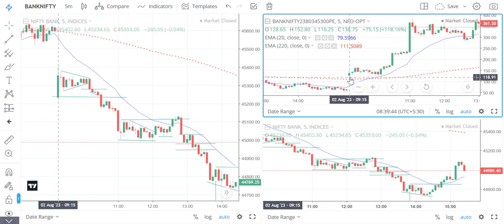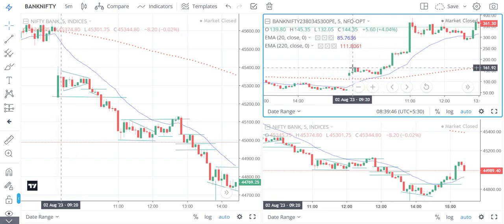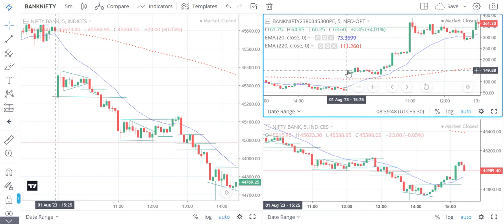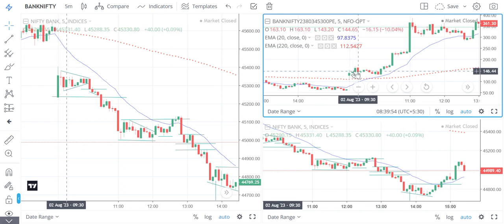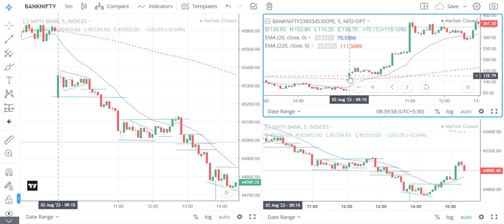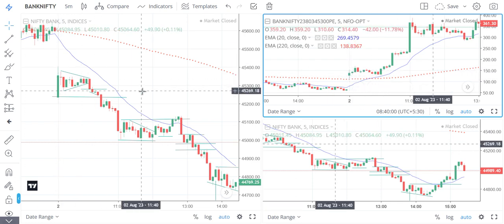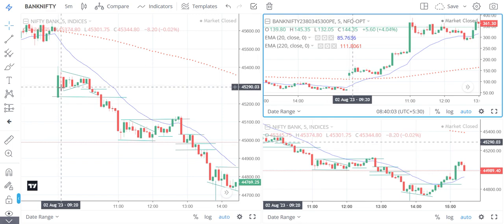See, this is not a strong buy signal bar. If strong buying is happening, then this bar would have closed at its high, and that's the reason we have to always look at the option chart. Now you can see there is a bad follow up. Okay, so this is a bull bar.